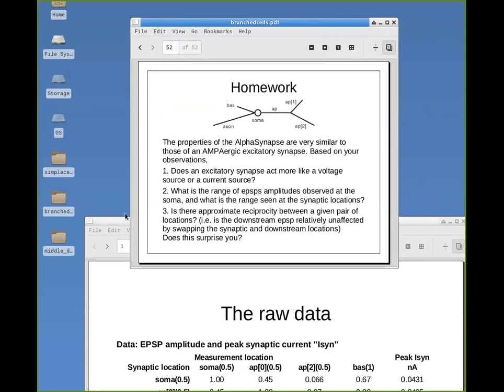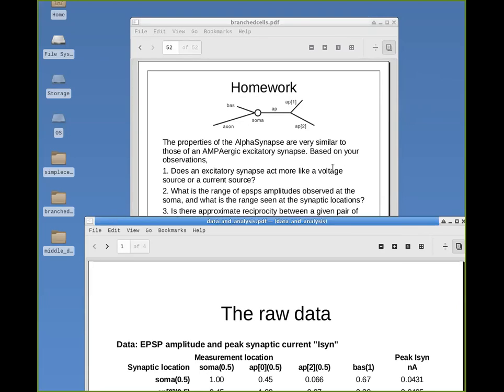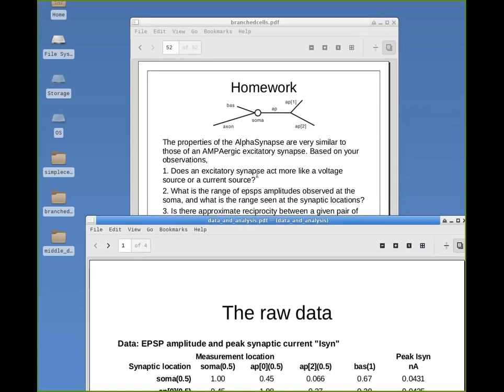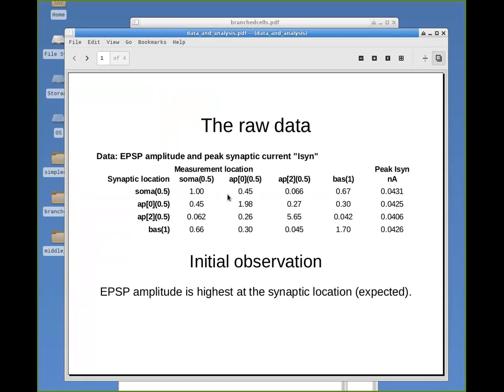Well, if it acts like a voltage source, then the local voltage that it produces at the location where the synapse is will be relatively insensitive to synaptic location. So if it produced a millivolt here, it should produce a millivolt here. If you attach the synapse here, it should produce a millivolt out in the distal apical. And if you attach it to the distal end of basilar, it should produce a millivolt there. And we can look at this table and we can see that's clearly not the case.